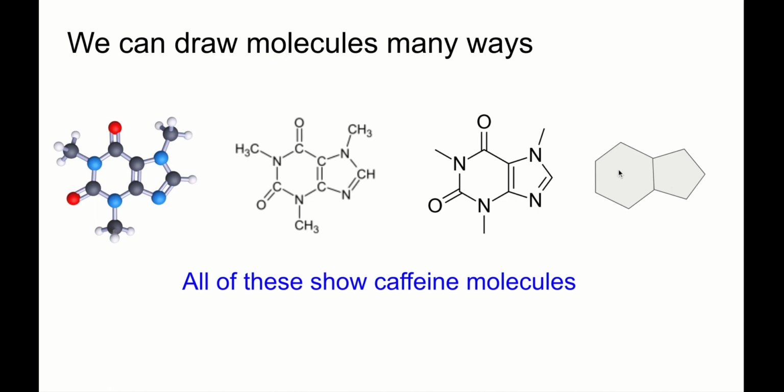And you can see that some of these diagrams, like these 2, show us a ton of detail, whereas other diagrams like this one show us much less detail, but they're all representing the same thing. They're all representing the caffeine molecule.